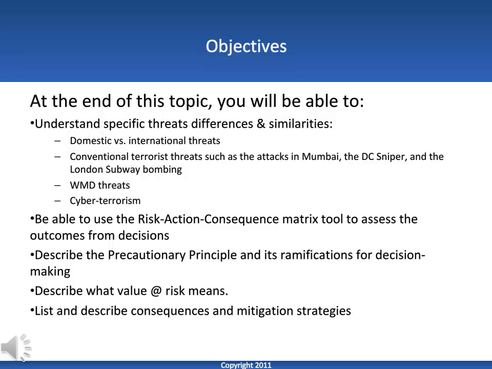After we've looked at these concepts, we will begin to discuss some of the tools and approaches that may be used as part of a risk management or risk decision-making paradigm. These will include the risk action consequence matrix, which is a tool to assess the possible outcomes from decisions, the precautionary principle and its ramifications for decision making, and the concept of value at risk. Finally, we will conclude this discussion with a look at some of the consequences and mitigation strategies associated with risk management.